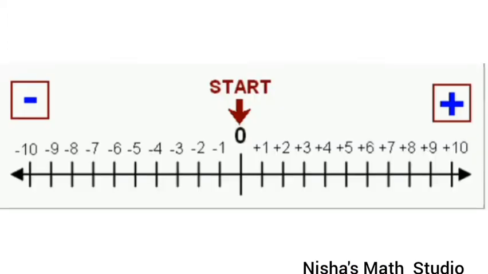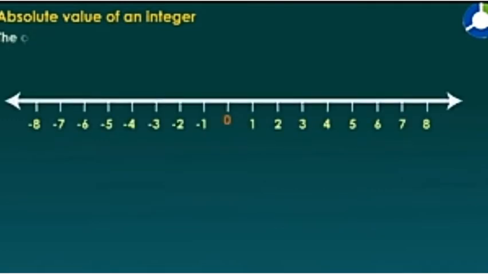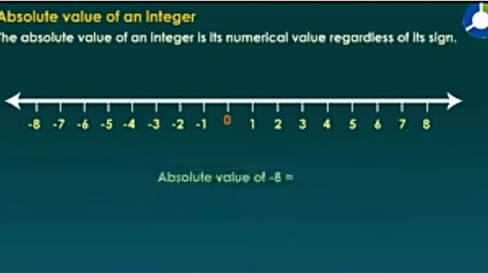In the last video, you have seen what are integers and how to represent them on the number line. Today we will see what is absolute value of an integer. Absolute value of an integer is the numerical value without considering its sign. Example, absolute value of -5 is simply 5, that is we don't consider the negative sign. Similarly, absolute value of +4 is just 4.